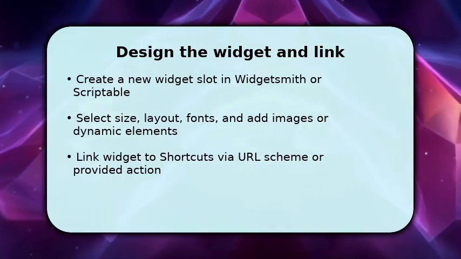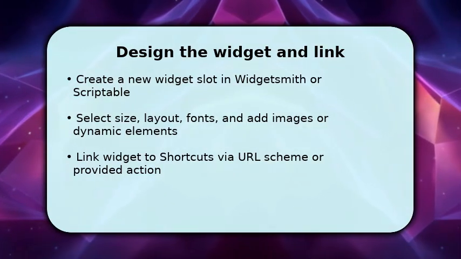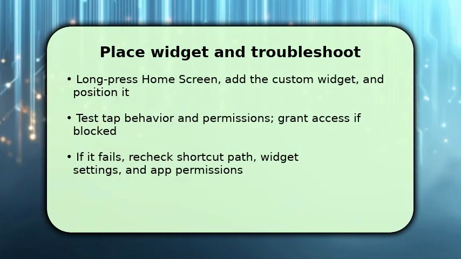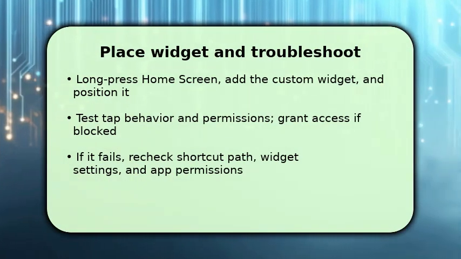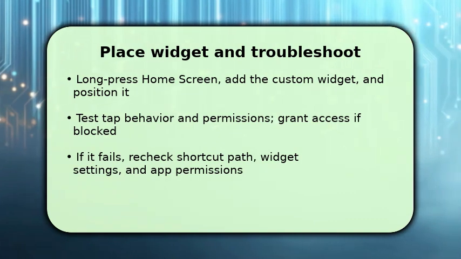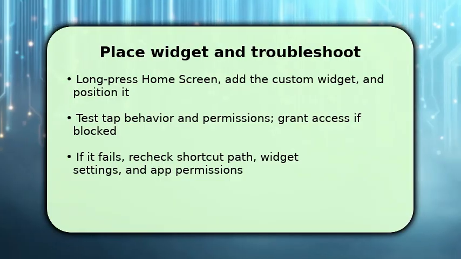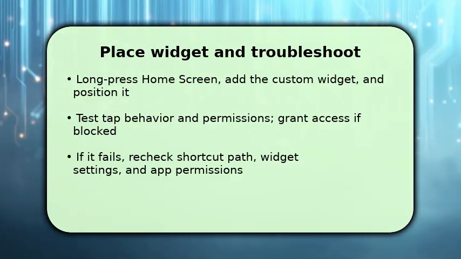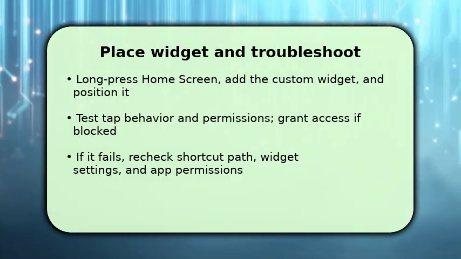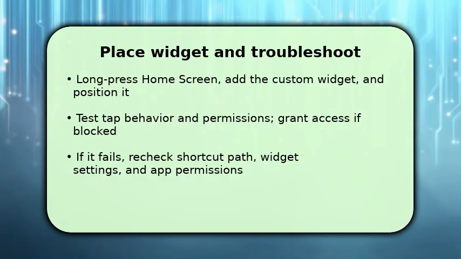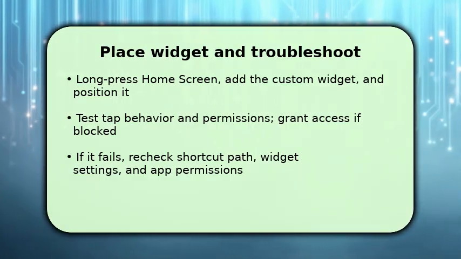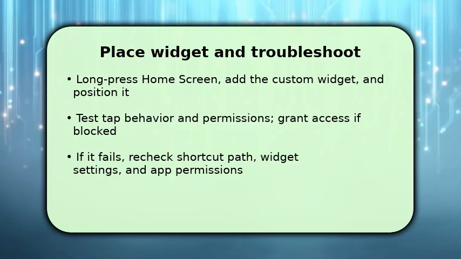Finish by adding the custom widget to your home screen. Long press the background, tap plus, select the widget app, choose your configured widget and place it where you want. Tap the widget to confirm it launches the shortcut and performs the action. If it asks for permissions, grant them so features like calendar or location work. If the widget doesn't respond, make sure the shortcut still exists, the URL path is correct, and the widget.